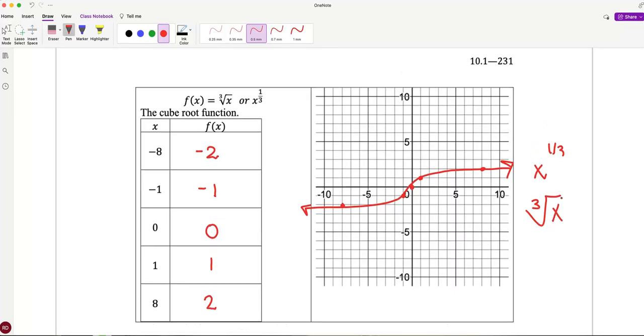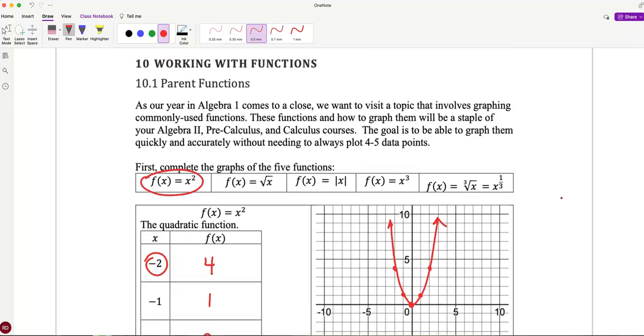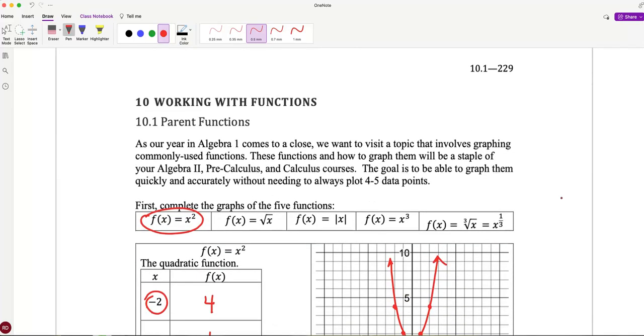Okay. So again, we've graphed all of the functions now. So this one went through the origin and it looks like a bowl. It's the parabola. The square root of x is the one that looked like this. The absolute value is the one that looked like the V. X cubed looked like this. And then x to the 1/3 looked like this. Okay. So 1, 2, 3, 4, 5 of these functions.